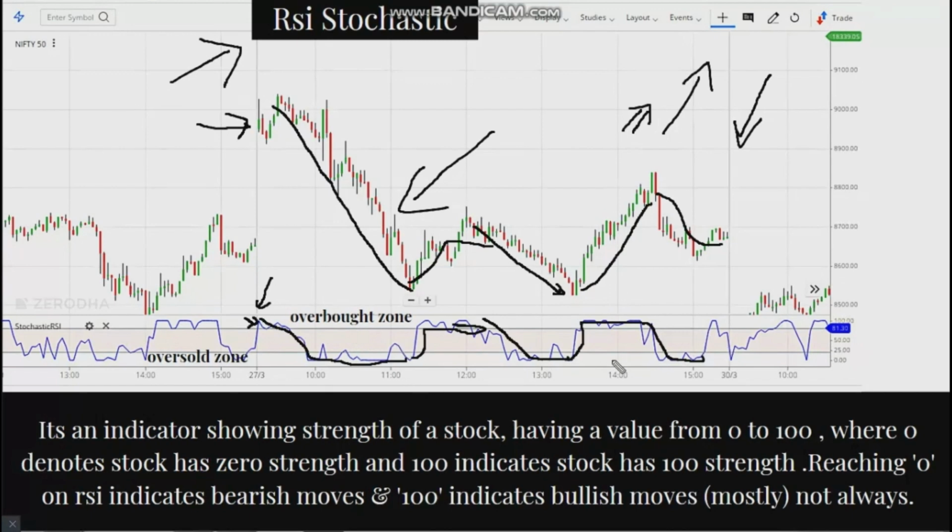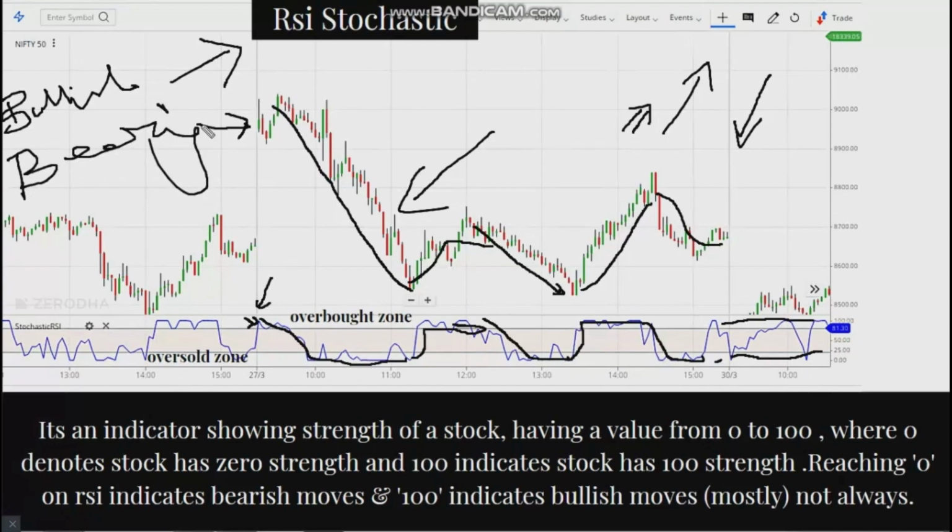Whenever there are two signs, whenever the RSI is giving a straight line in the overbought zone, it indicates a bullish move in the market, and whenever the RSI value is showing a straight line in the oversold zone, it indicates a bearish move in the market. So, a very important concept to understand.